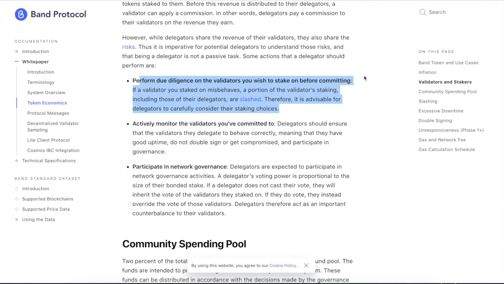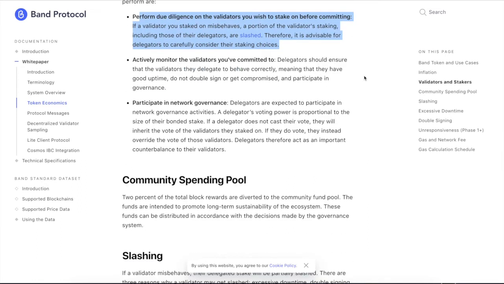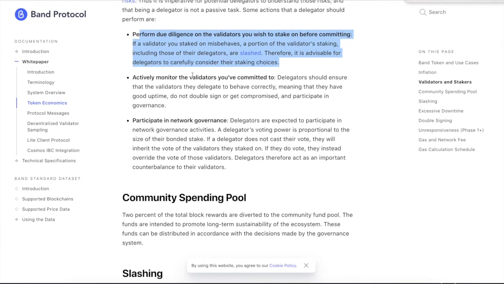But if you're just a delegator saying, hey, here's my money, have fun with it, give me the rewards and I'll pay you a fee of what you earned, well, yeah, your rewards can be affected if they act bad. So keep that in mind. Always monitor them, make sure they're doing good. Always check up on them, because they can always turn bad.